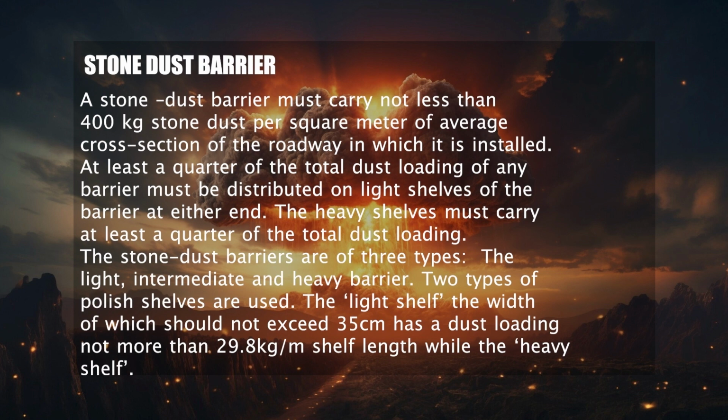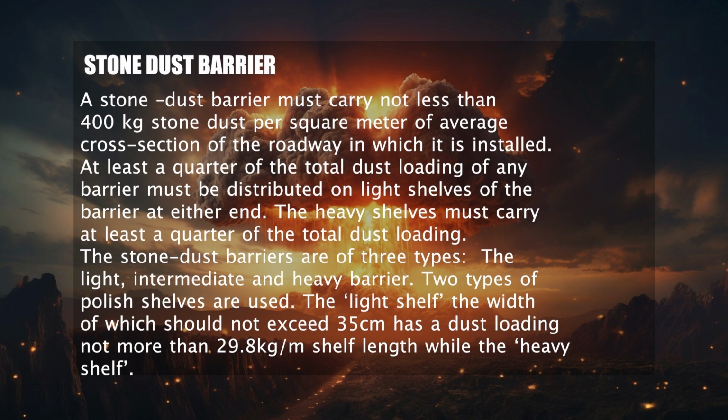At least a quarter of the total dust loading of any barrier must be distributed on light shelves at either end of the barrier. The heavy shelf must carry at least a quarter of the total dust loading. The stone dust barrier is of three types: the light, intermediate and heavy type. Two types of polished shelves are used.